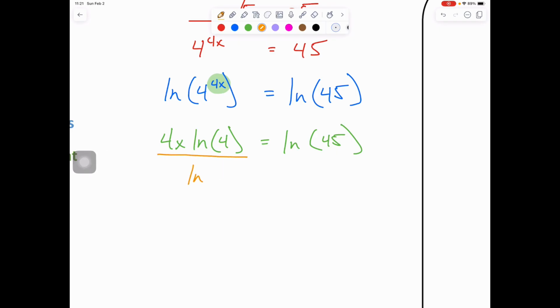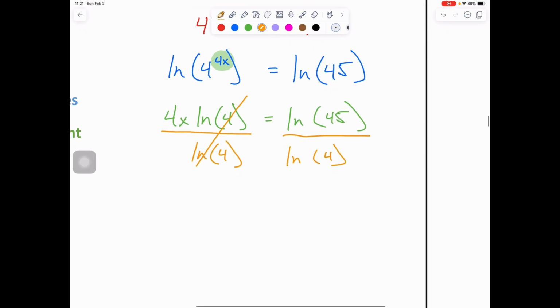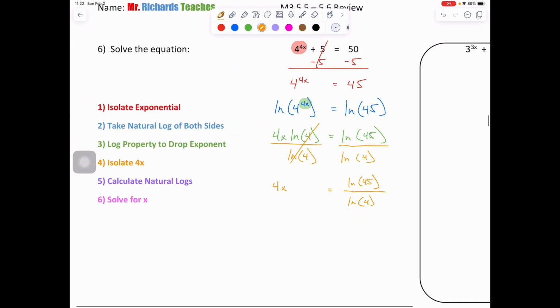So let's go ahead and divide by ln of 4 on both sides. And what is this going to do? This is going to cancel those out. We got our 4x by itself. And let's just set that equal to the natural log of 45 divided by the natural log of 4. Perfect so far. So 4 steps down, 2 to go.